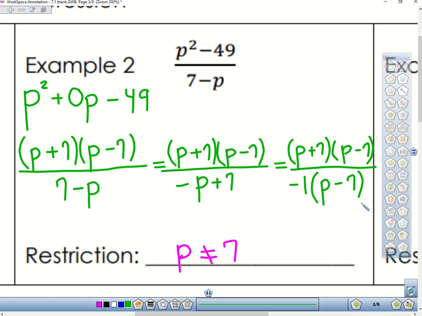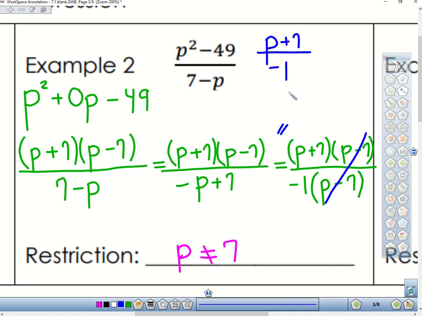So everybody see what I did there? I just factored out a negative 1. Just changes the sign of both terms. Now that we've done that, what can we cancel out? Good. The p minus 7 now cancels out. And I'm ultimately left with p plus 7 over negative 1.